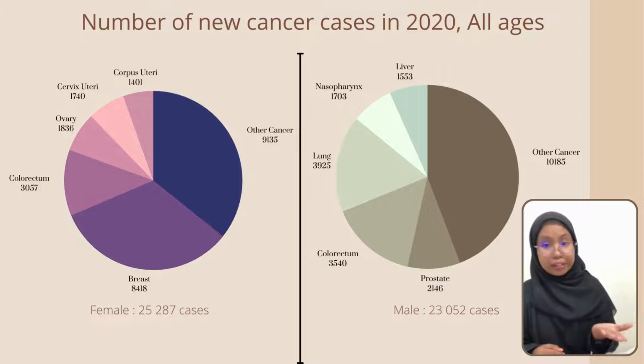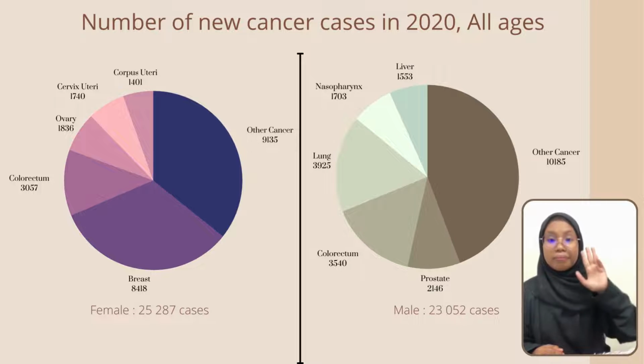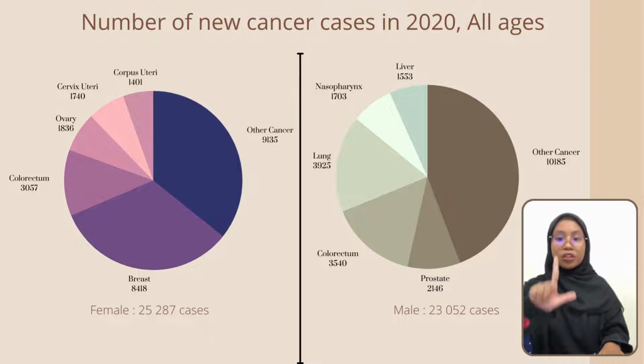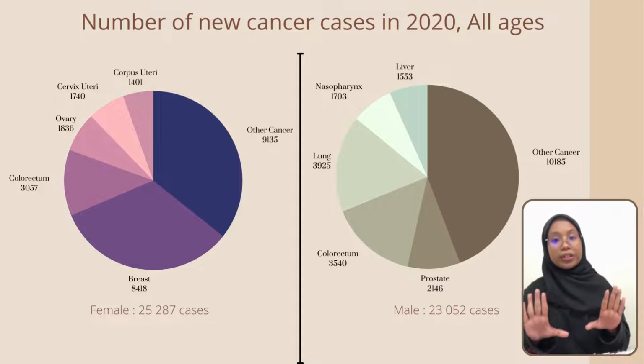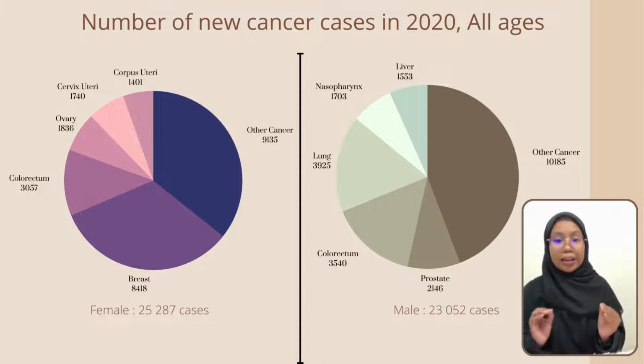For female, we have corpus luteum, cervix uterine, ovary, colorectum, and breast. While for male, we have liver, nasopharynx, lung, colorectum, and prostate. These top 5 most frequent cancers for both genders get the highest percentage in the pie chart, while the other half are from other cancers.